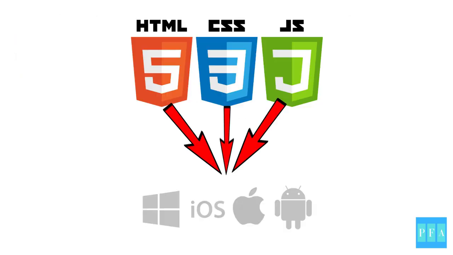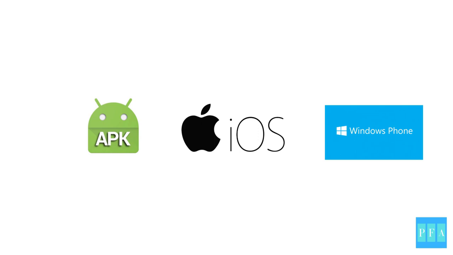Now, it is write once, run everywhere, because you can use the same code base to compile for different platforms. So once you write your code once, then you can bundle your app for Android, for iOS, for Windows, and for other operating systems by doing little or no code modifications at all.